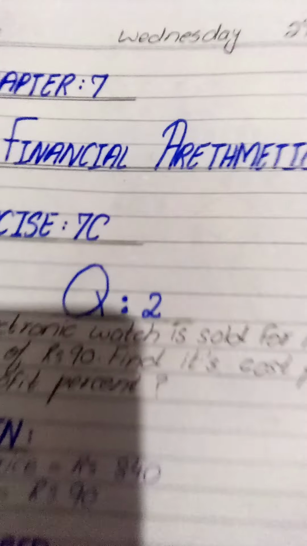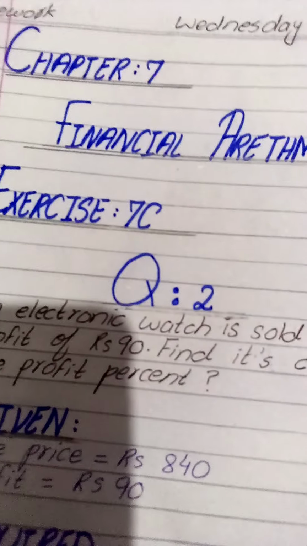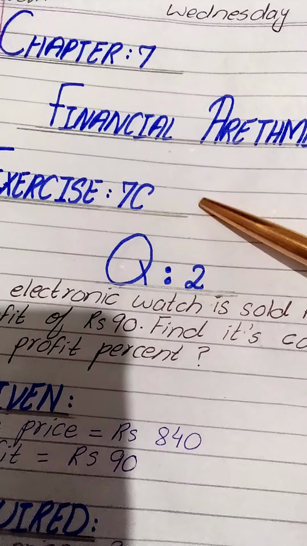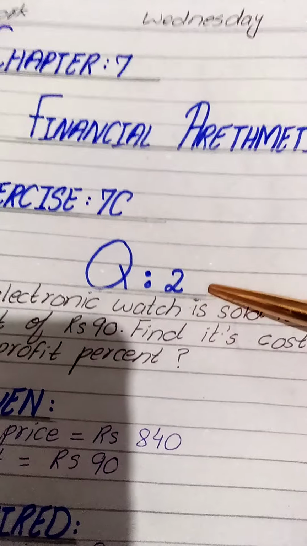Students, now we will do chapter 7. The name of the chapter is Financial Arithmetic, and exercise number 7C, question number 2.